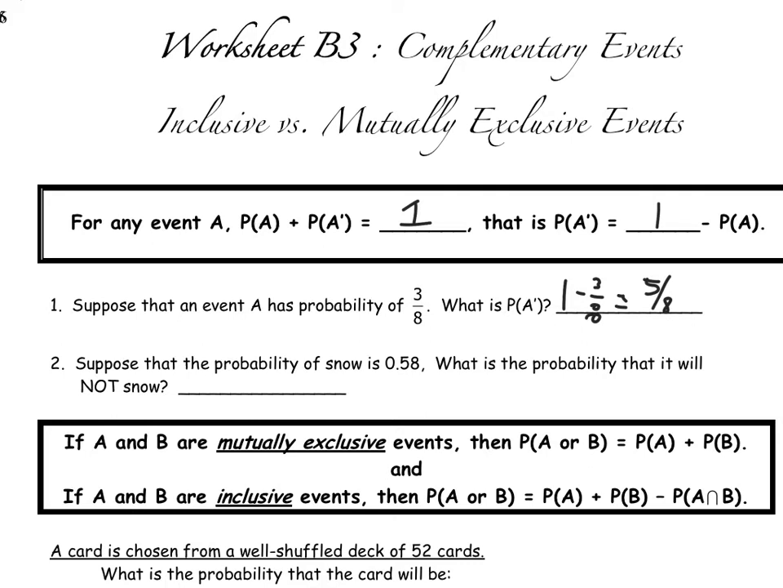Essentially, what's left over? It says, suppose the probability of snow is 0.58. What's the probability that it will not snow? Well, I'm going to take 1 minus 0.58, and that's going to give me, in this case, 0.42. So the probability of it not snowing is 0.42.